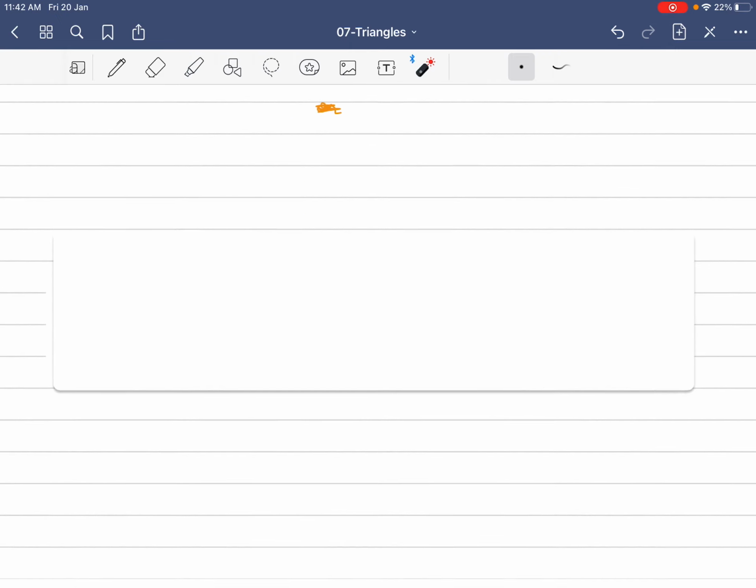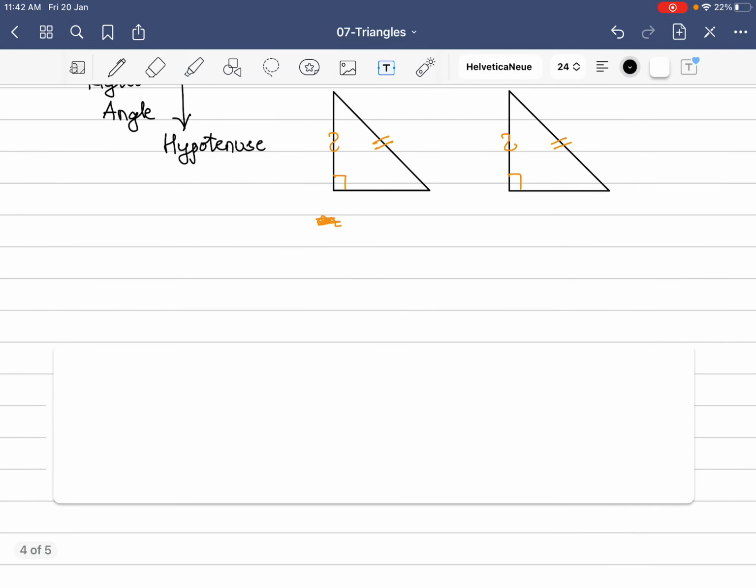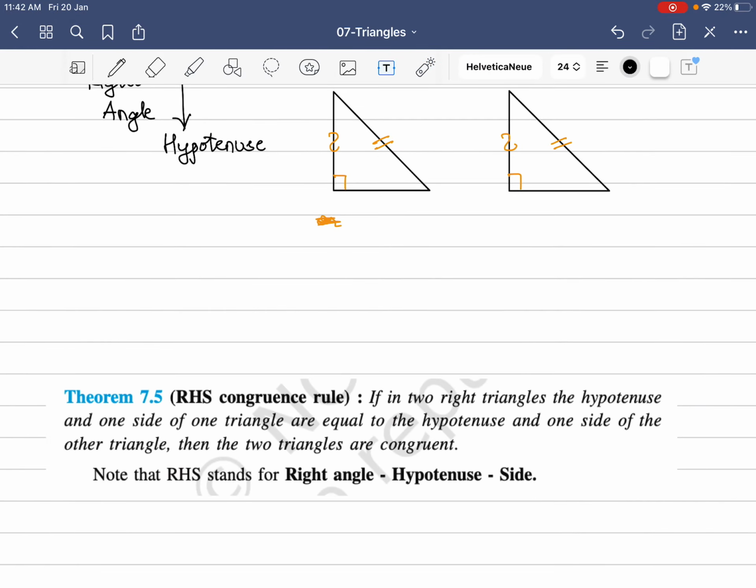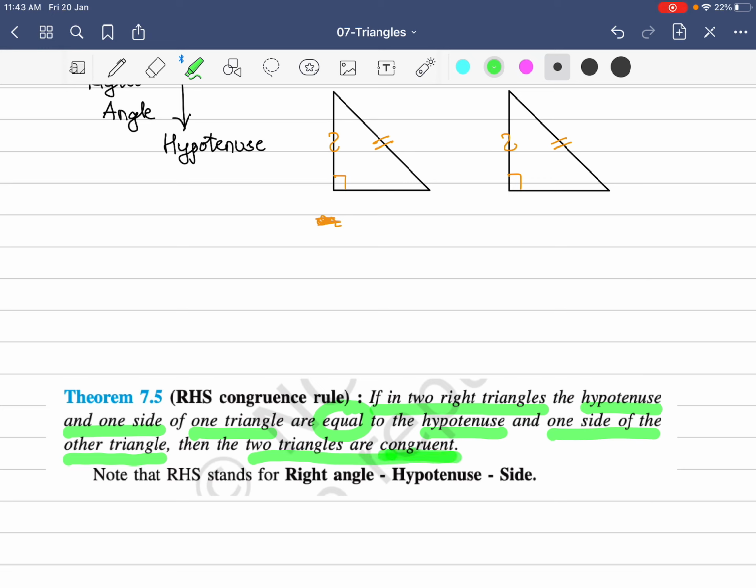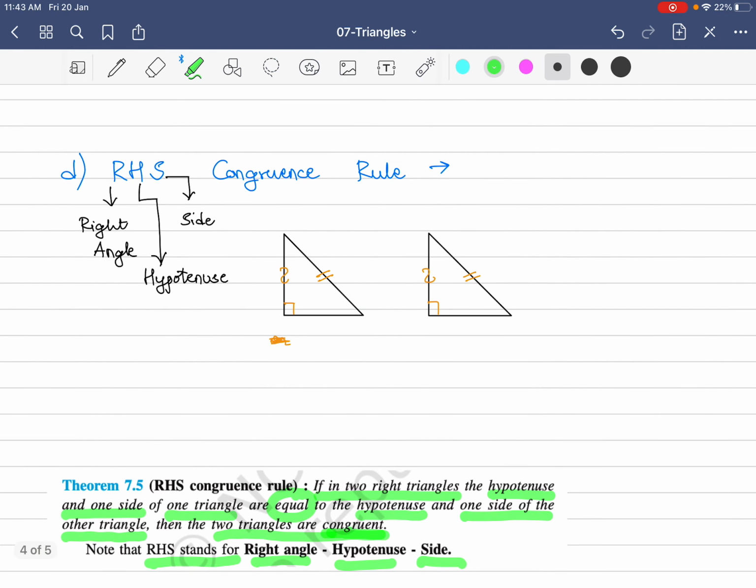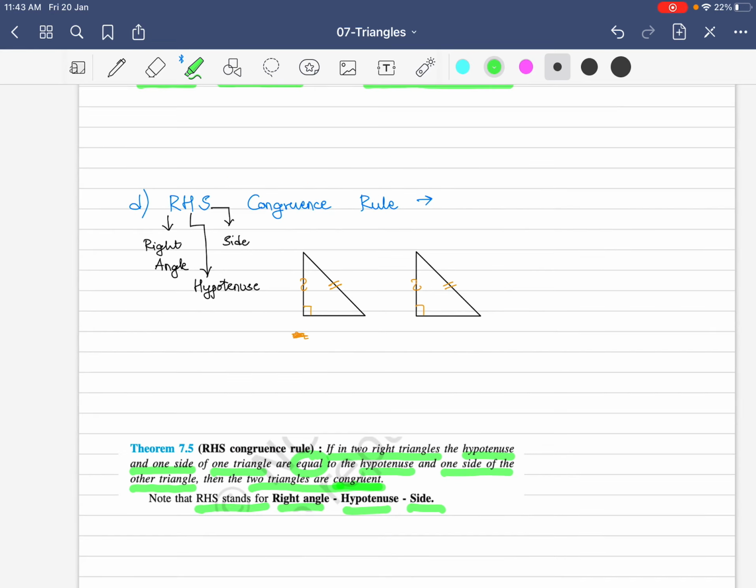So once again, I think there's a formal definition here. Let's go through it. So if in two right triangles, the hypotenuse and one side of one triangle are equal to the hypotenuse and one side of the other triangle, then the two triangles are congruent. Quite simple and straightforward, I think. Note that RHS stands for right angle hypotenuse side. A little bit lengthy name as compared to the previous 3, but that's how it is. So with this ends all the 4 criteria to check the congruence of triangles.